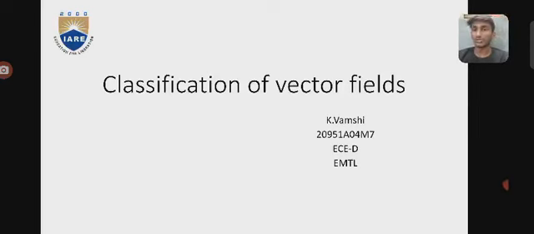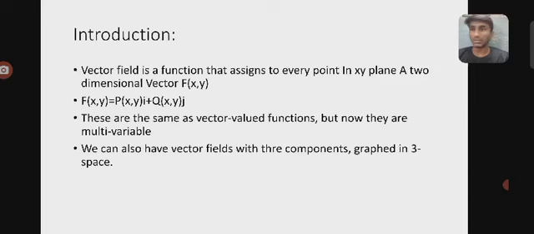So today I want to discuss the classification of vector fields under the subject electromagnetic waves and transmission lines. So let's get into the topic. Coming to the introduction part, a vector field is a function that assigns to every point in the plane xy a two-dimensional vector represented by f of x comma y, where x comma y are coordinates in the two-dimensional plane and f is a function of a vector field.